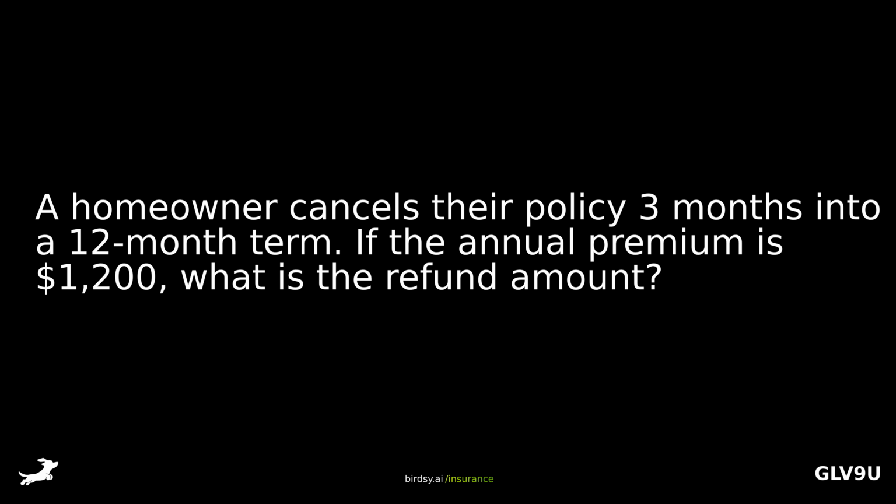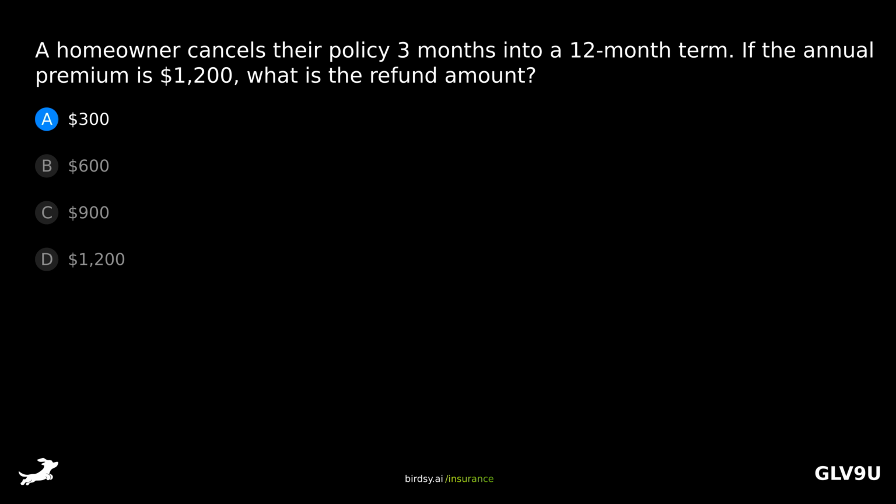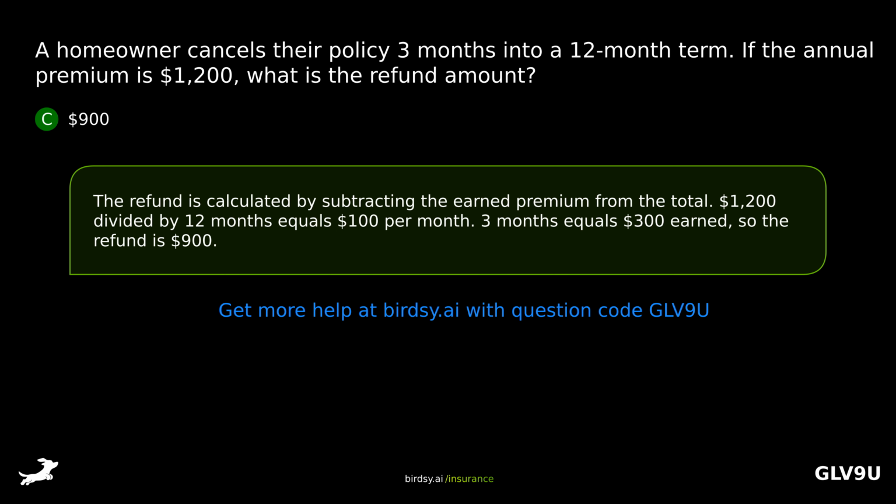A homeowner cancels their policy 3 months into a 12-month term. If the annual premium is $1,200, what is the refund amount? Is it A, $300, B, $600, C, $900, or D, $1,200? The answer is C, $900. The refund is calculated by subtracting the earned premium from the total. $1,200 divided by 12 months equals $100 per month. 3 months equals $300 earned, so the refund is $900.